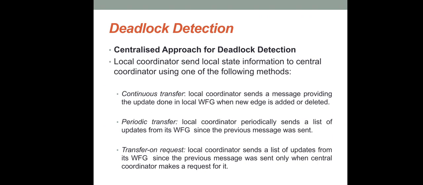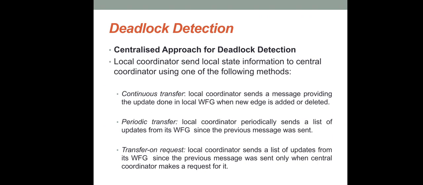Now when these messages are communicated to the central coordinator, it depends on the type of message transmission mechanism we are using. It can be continuous transfer, periodic transfer, or transfer on request. If we are using the continuous transfer mechanism, then every time a new edge is added, whether an assignment or a request edge, that information will be communicated to the central coordinator. So if there is any change at any time, it will be immediately intimated. In periodic transfer, every system sends the edge information periodically, after every interval.